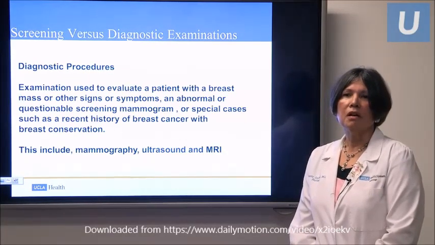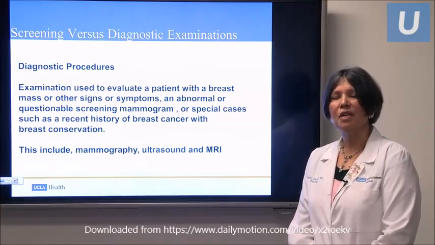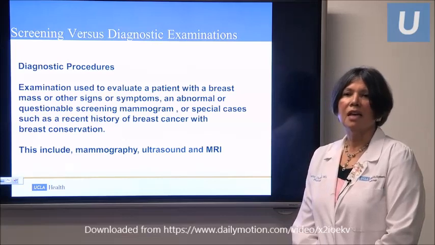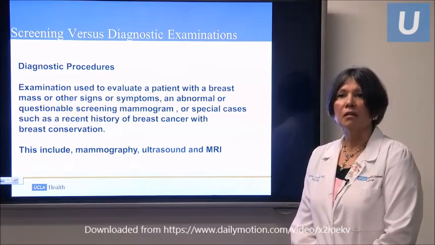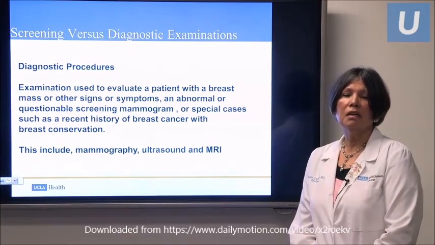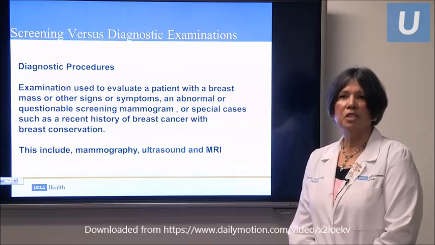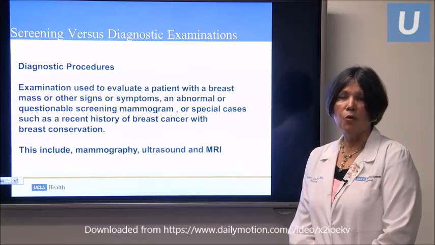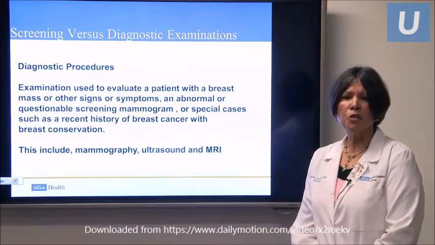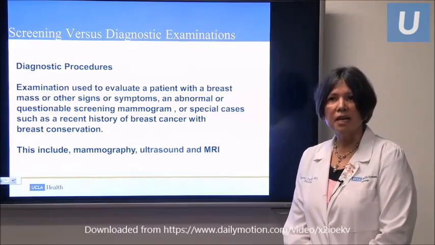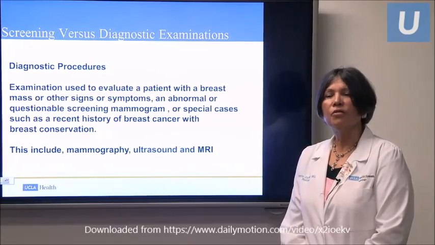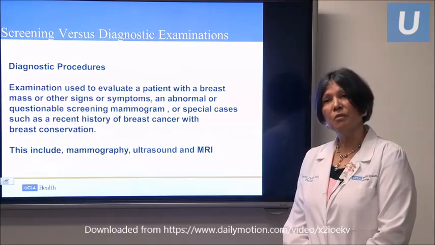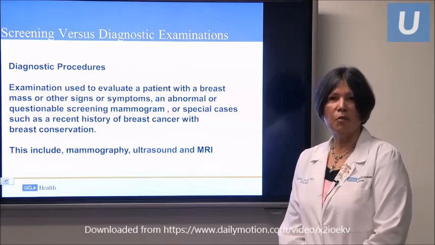Diagnostic procedures are those procedures and examinations that are performed for those women who have a specific complaint. That means focal breast pain, a lump, breast thickening, changes in the nipple, discharge that's usually bloody or clear and usually just from one opening, or special cases such as recent diagnosis of breast cancer or for follow-up of breast conservation. These include the other tools, including mammography, breast ultrasound, and MRI.